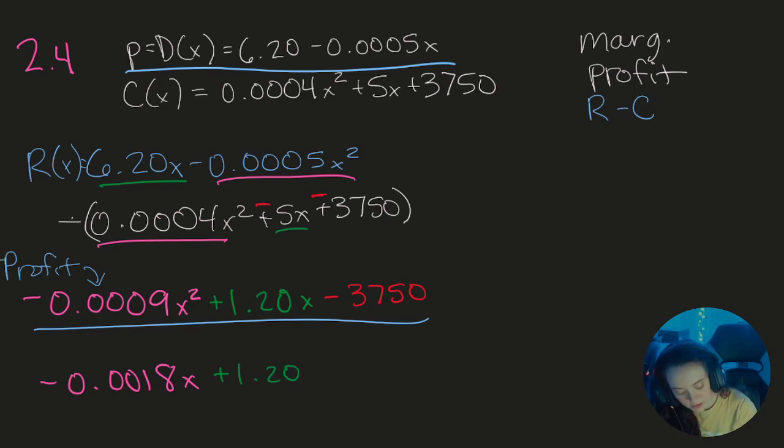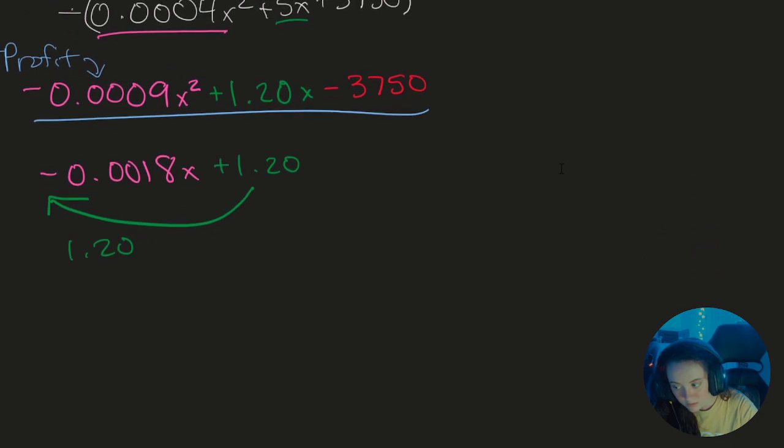It does typically want you to swap these. So you'd have 1.20 minus 0.0018x. It doesn't seem to like to have negatives in the front very much. So just so you're aware. But it should be okay regardless.